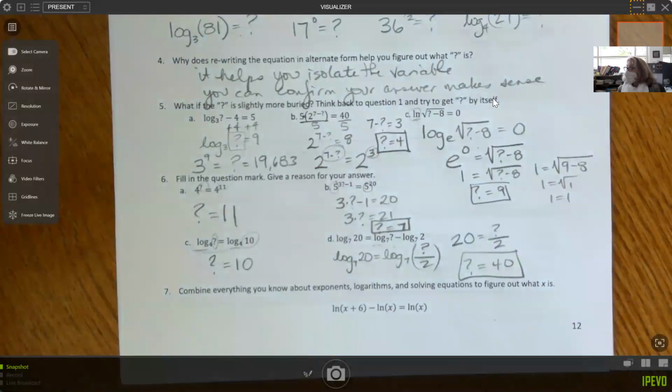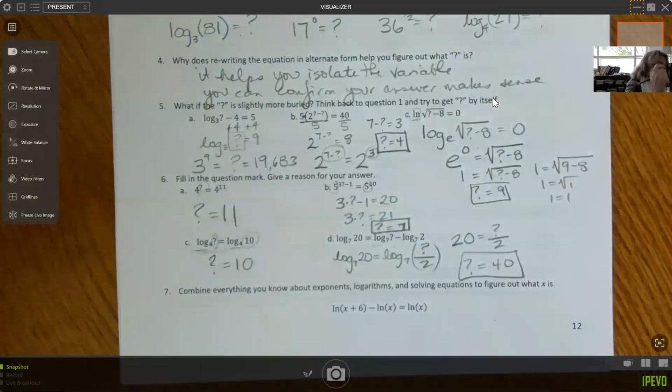Okay, very intimidating looking initially, but each little step is not that bad. What divided by 2 equals 20? That would be 40. Okay, any questions so far? So far, so good?